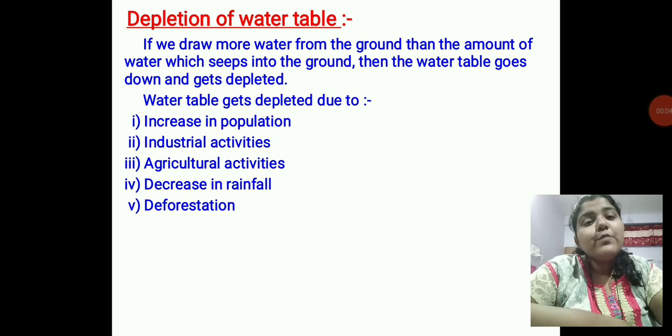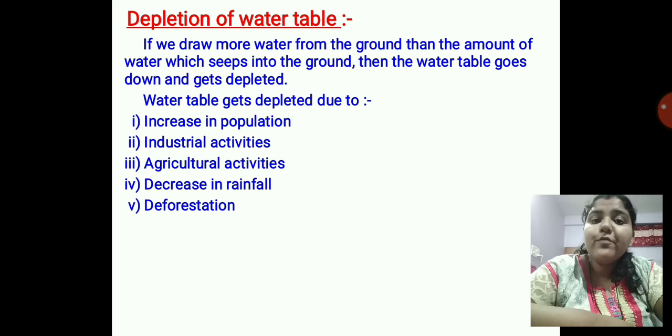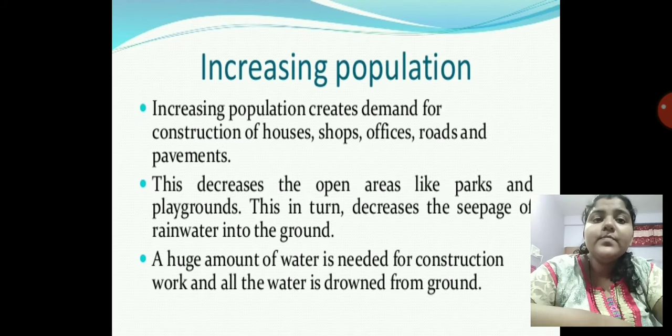In the previous video we have seen about the depletion of water table and its causes. So today we are going to revise this again, that is the increase in population, industrial activities, agricultural activities, decrease in rainfall and deforestation. Let us look one by one in detail.